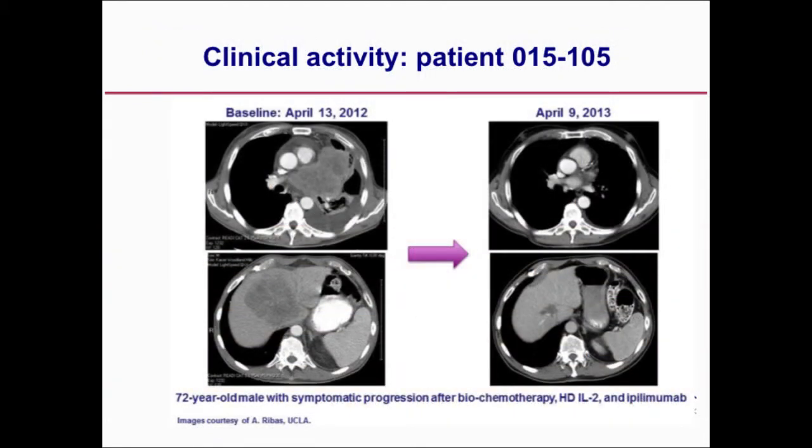Here an example of a patient that was treated with a large mediastinal mass, which almost completely disappeared, and the liver metastasis that also almost completely disappeared in a patient that was pre-treated with high-dose interleukin-2 and EP.